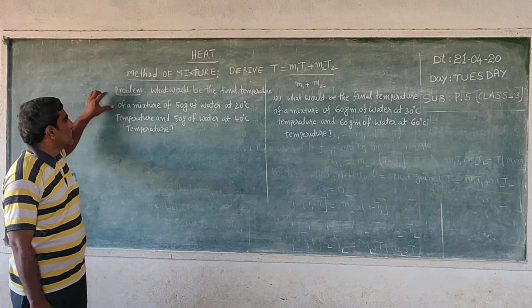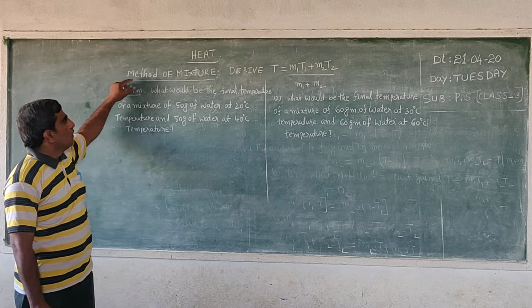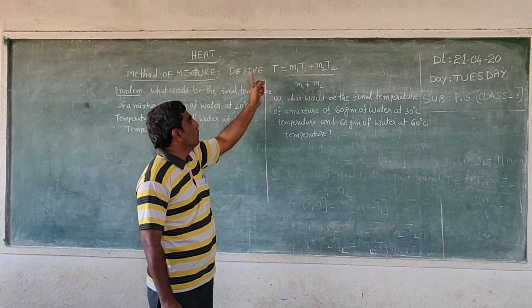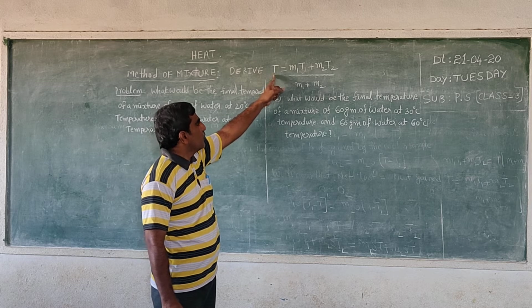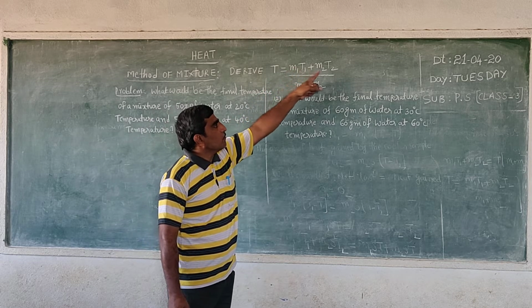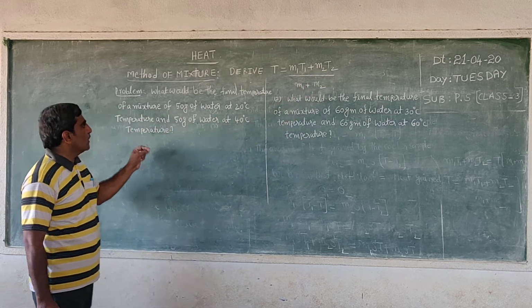Now some problems are given to find the final temperature of the mixture. To find the final temperature of the mixture, we can use the formula T equal to M1 T1 plus M2 T2 by M1 plus M2. We can solve the first problem.